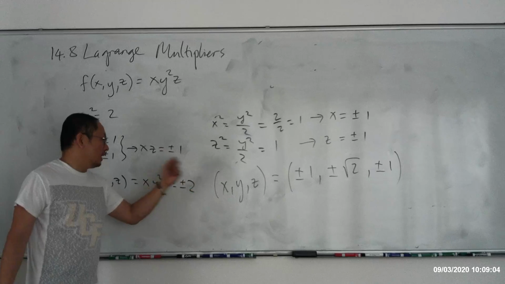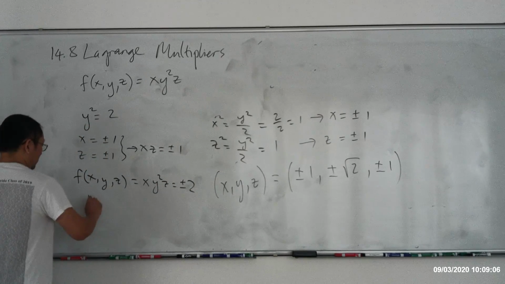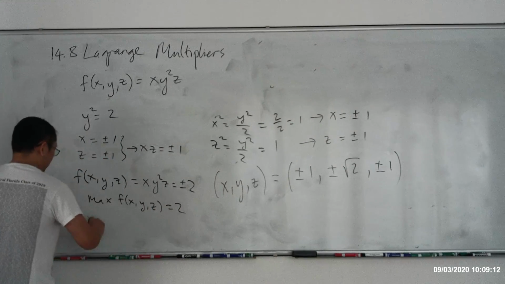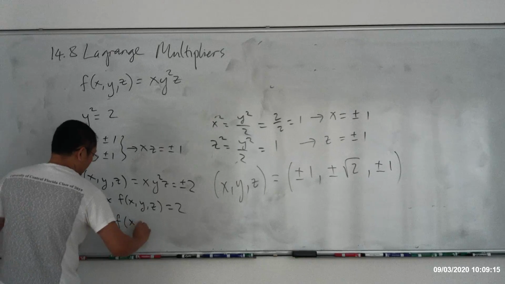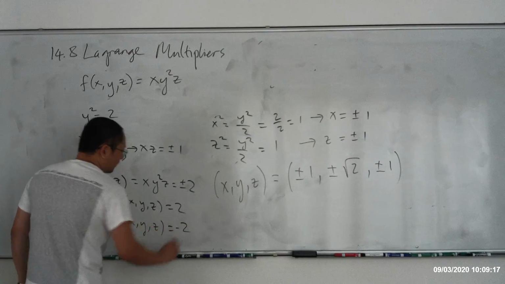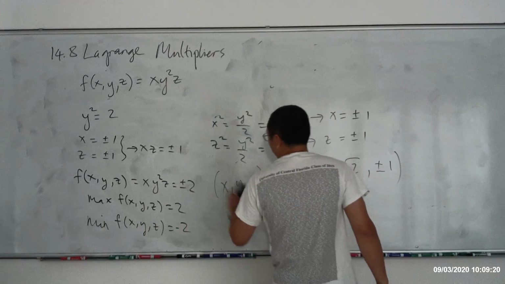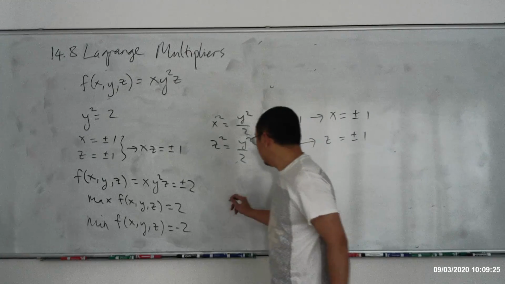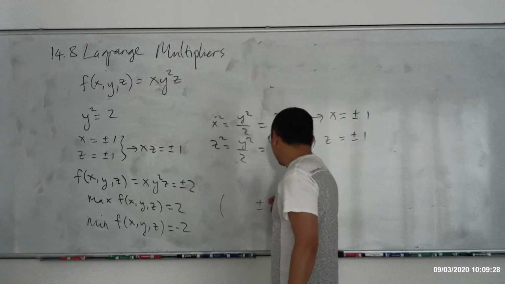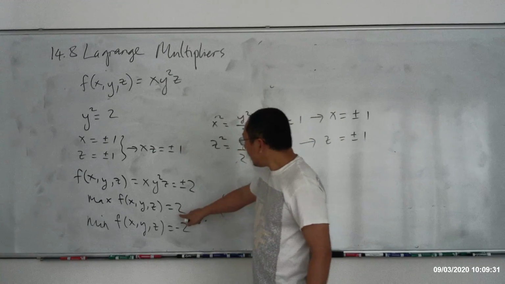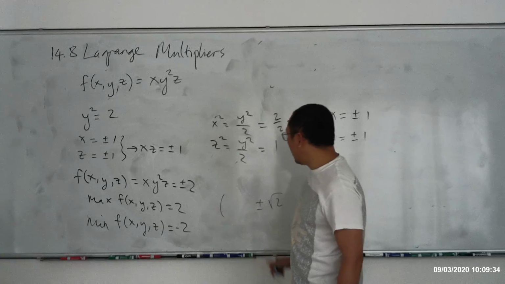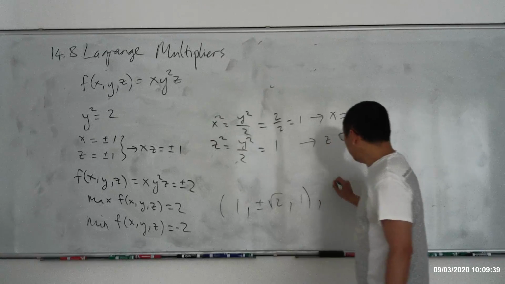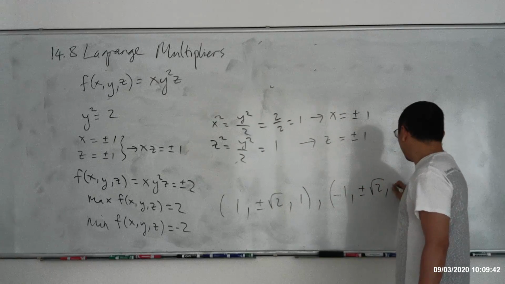So you have the maximum at 2. So max of f(x, y, z) equals 2. The min of f(x, y, z) equals negative 2. Okay? So which value is going to give you the max at 2? I know for sure that y is always plus or minus square root of 2, right? And you get 2 if the product is equal to 1, so you get (1, plus or minus root 2, 1), or (negative 1, plus or minus square root of 2, negative 1).